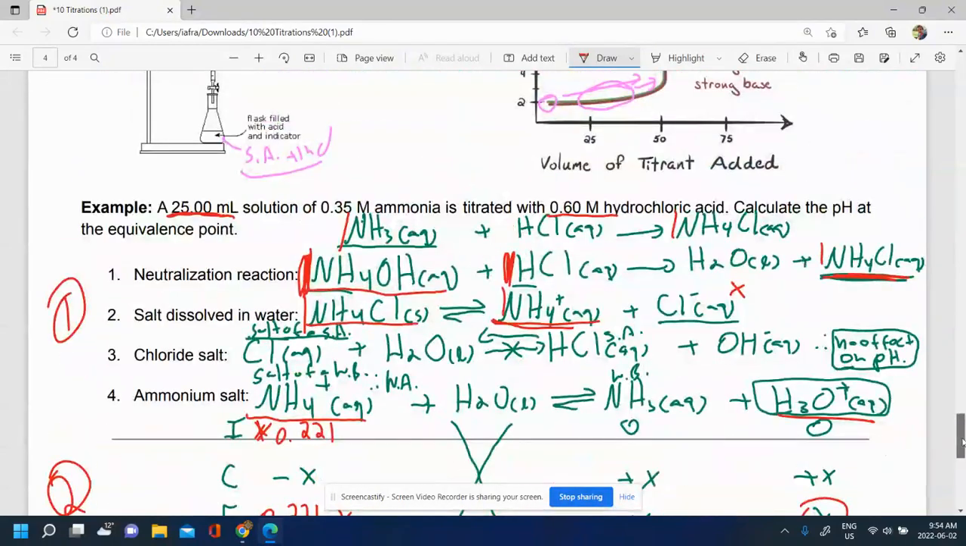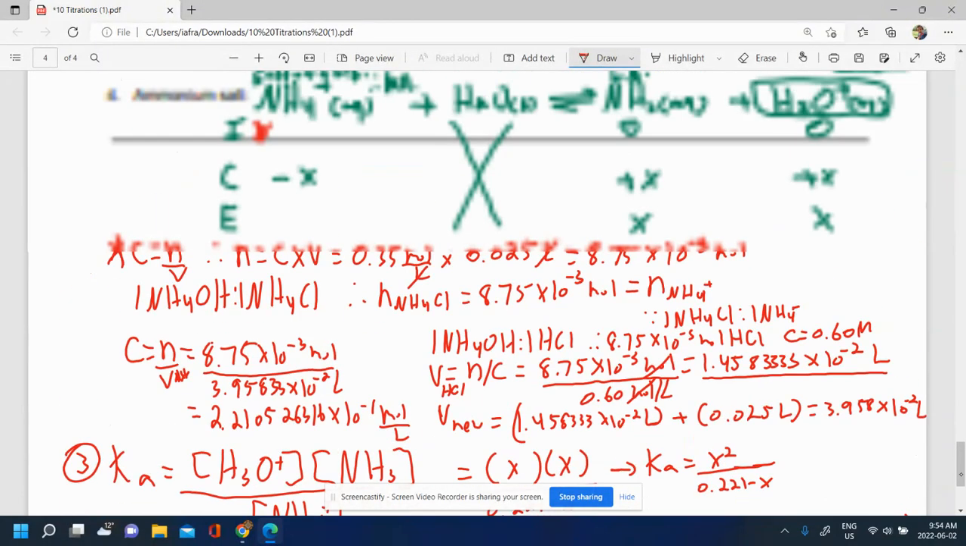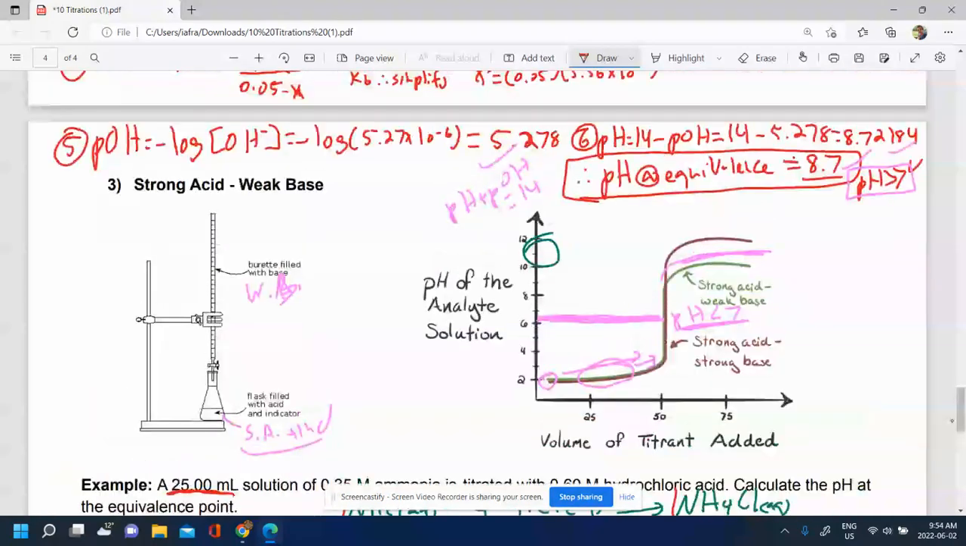Therefore, pH is approximately, let's see, how many sig figs do we need? We need 2 sig figs. So 4.95 would round to 5.0. And this would make sense because we want a pH that's less than 7, since we have a titration of a weak base and a strong acid.